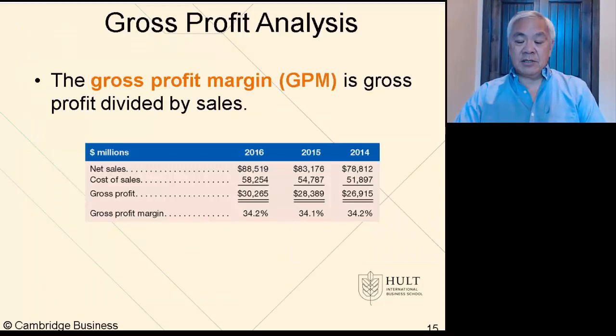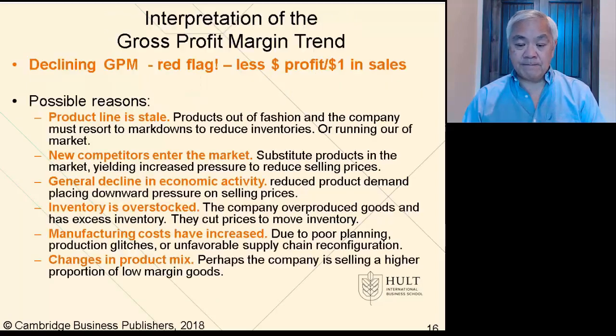Gross profit is, as mentioned, net sales minus cost of goods sold. And these are the scenarios we saw earlier. Now, if we look at the gross profit, and let's say, for example, that it's declining, the gross profit margin is going down. That's less profit per dollar. So why might that happen?